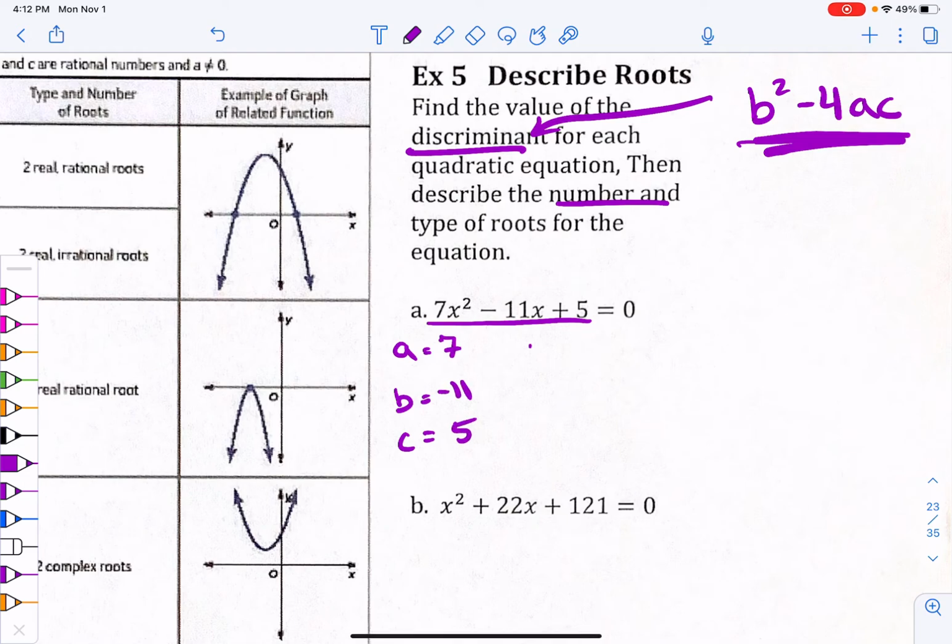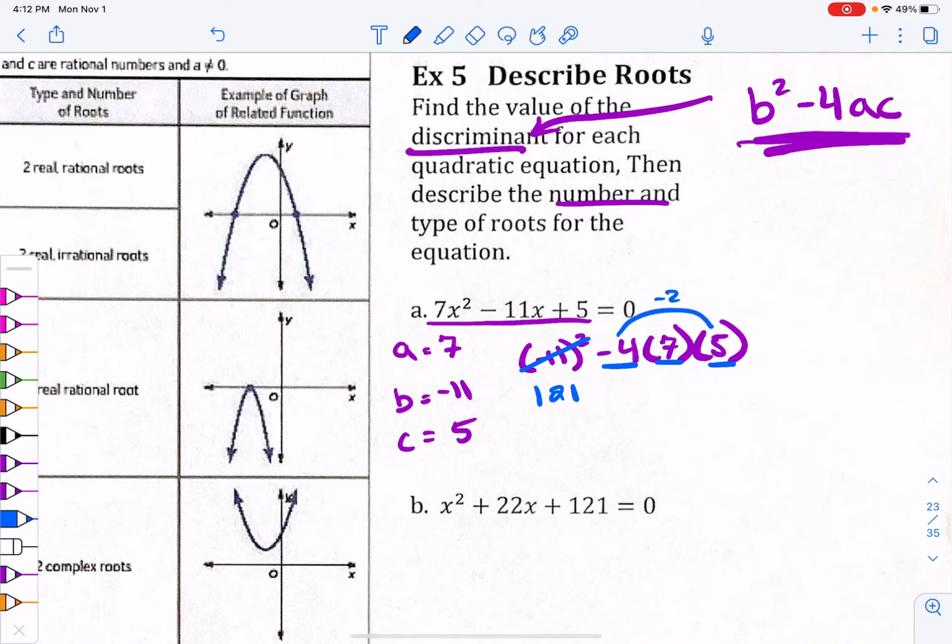All right, b squared is -11 squared minus 4 times a times c. Okay, and then we're just going to calculate this. So -11 squared is 121. It's positive because it'll always be positive after you square it, right? -4 times 7 times 5. I'm going to do this in a weird order. -4 times 5 is -20. Now if I take that times 7, that's -140. Okay, so that's kind of how that works.